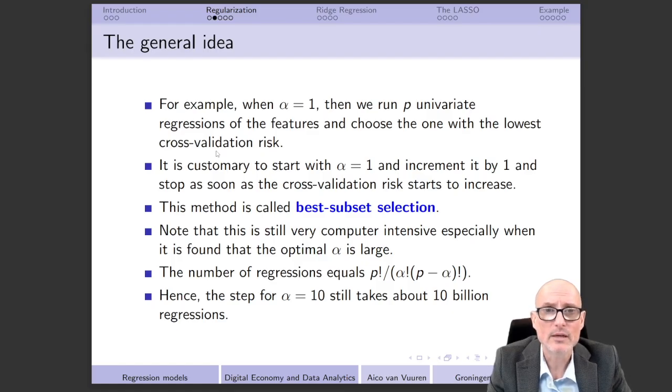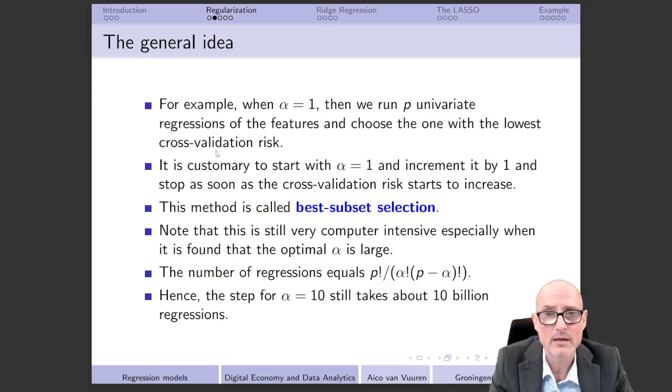Take into account that even though this will generally be much faster than what we have seen so far, where you just randomly run all the potential regressions, this method can still be very computer intensive, especially when the optimal alpha is found to be large.